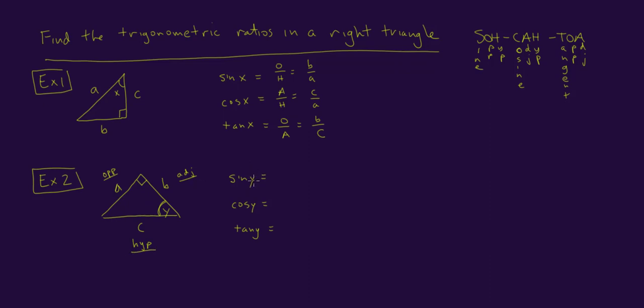So the sine of y, which is the opposite over the hypotenuse, is going to be opposite A over the hypotenuse C. The cosine is going to be the adjacent over the hypotenuse. So that's going to be side B divided by side C. And finally, the tangent, which is opposite leg over adjacent leg, is going to be the A, and that's going to be then divided by the B.